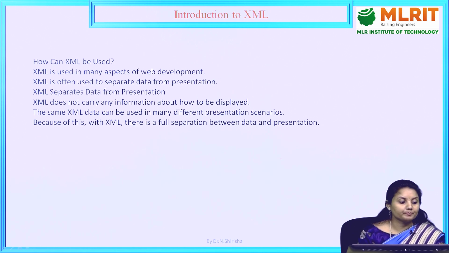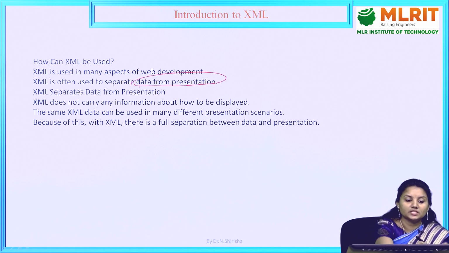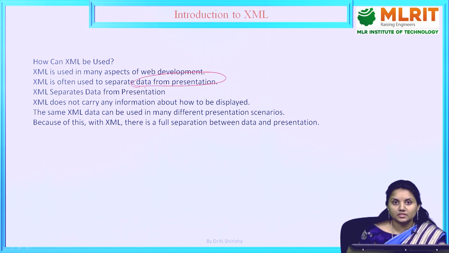So how can XML be used? It is used in many aspects of web development. Okay, it separates the data from the presentation. What is data? What is presentation? Presentation is defining the color, the background color, the font color, or the text styling, or table borders, or the rows and columns, or you can also divide a complete web page into different frames, or giving a form.